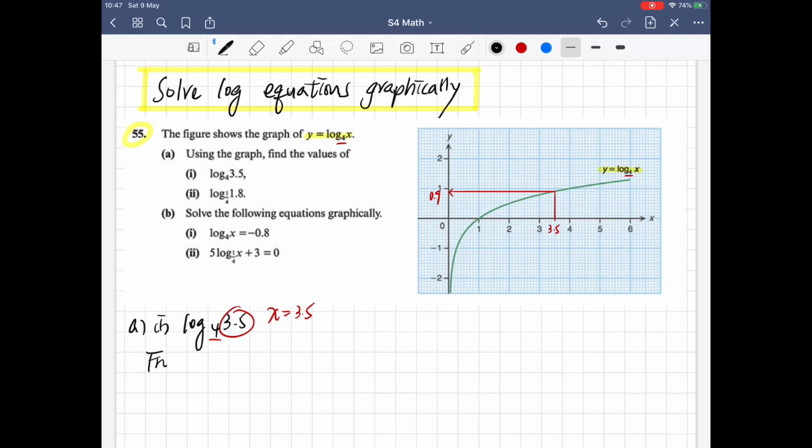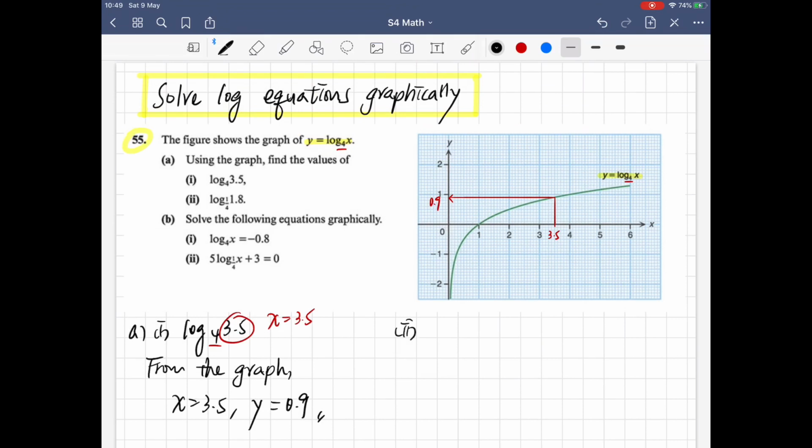Therefore, from the graph, x equals 3.5 and the corresponding value of y equals 0.9.